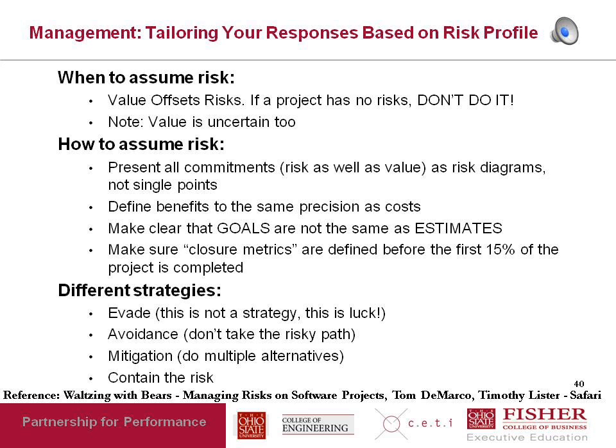The fourth strategy is what is known as risk containment. So for example, let's take the same issue about doing the project in .NET. Maybe you could do just the user interface portion in .NET and do the rest of the project in Java or J2EE. That way you've contained the damage of the risk of not knowing .NET to just the user interface portion of the system.